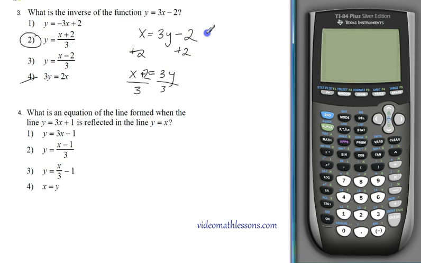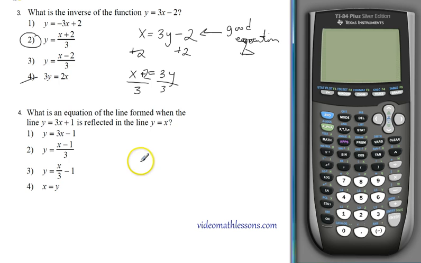Just be aware, this is an equation. This is actually a good equation. It's just not the multiple choice they gave us. So this is a good equation, but it's just not one of our multiple choices.